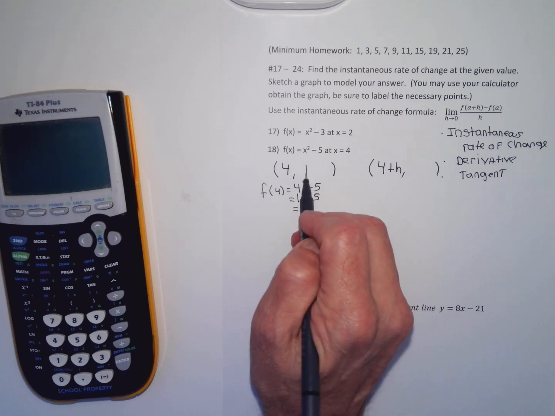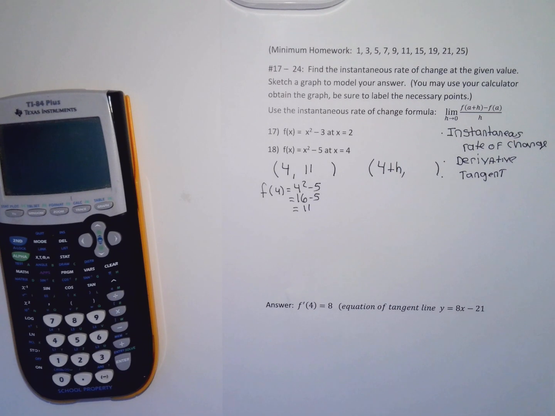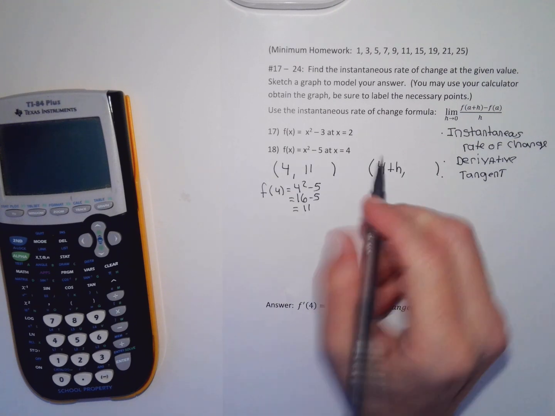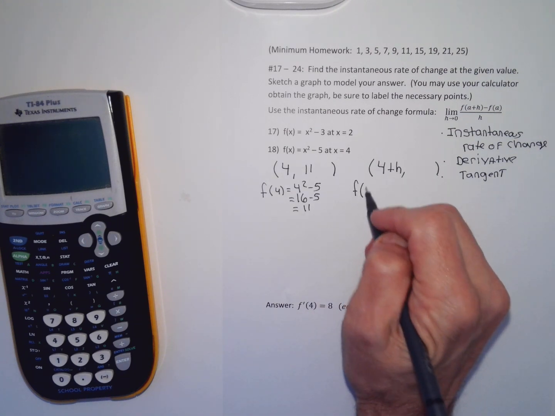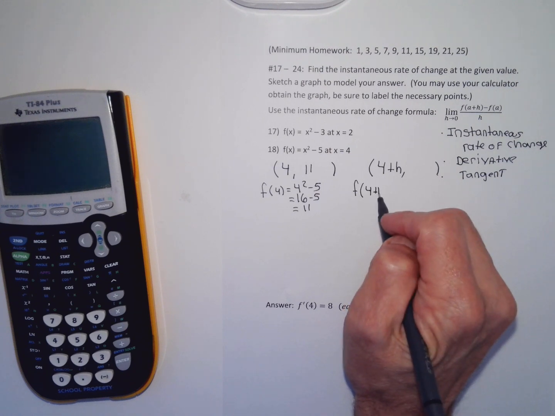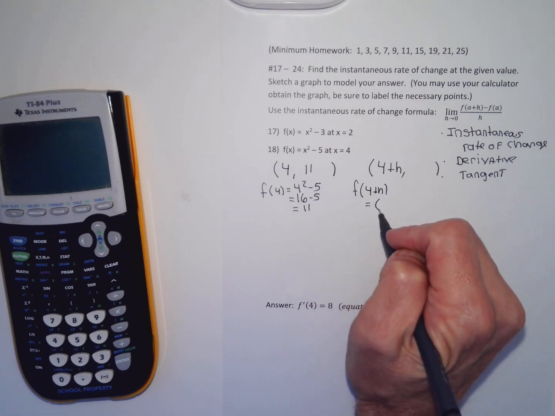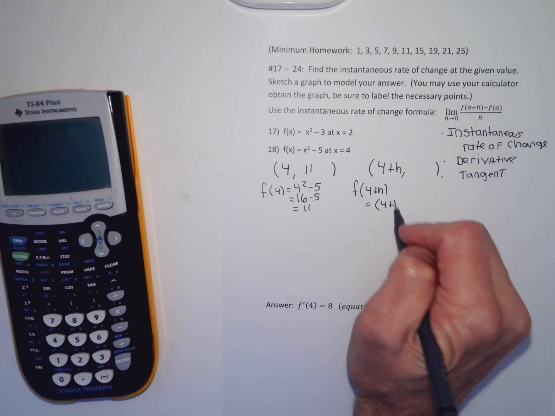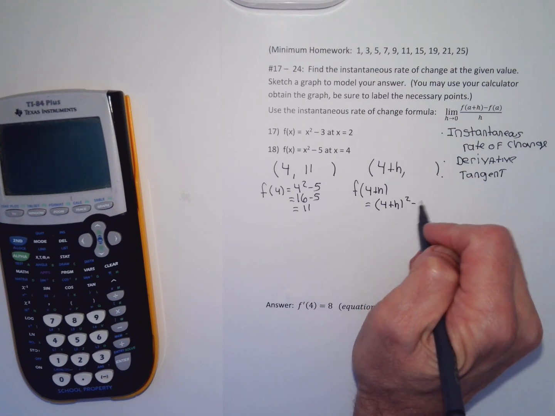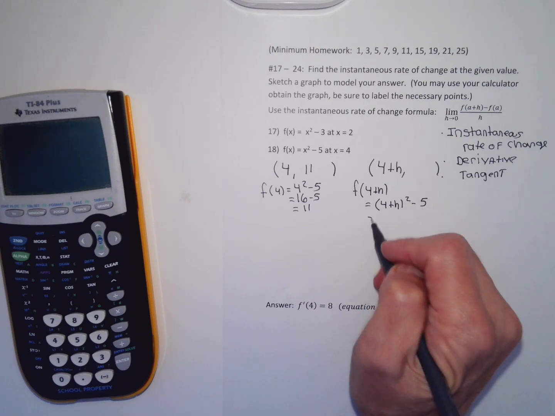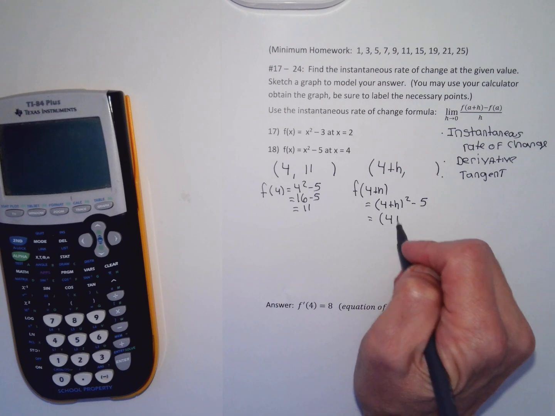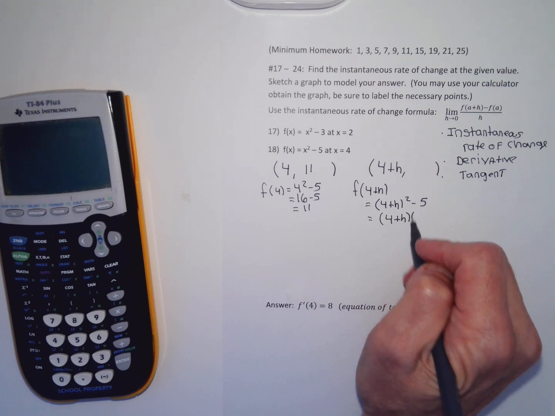So my first point to find the instantaneous rate of change at x equal to 4, or the value of the derivative at x equal to 4, is the point (4, 11). For the second point, I'm going to do f of 4 plus h, which is going to be 4 plus h squared minus 5. I'm going to work on this 4 plus h squared first. I'm going to write it as 4 plus h times 4 plus h.